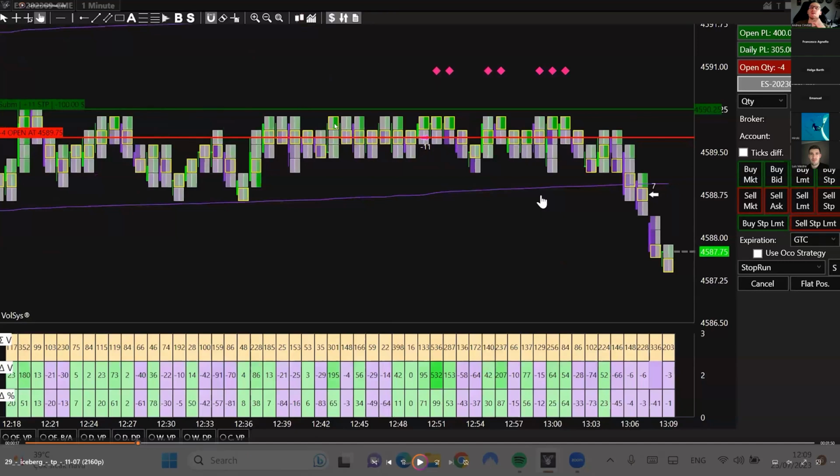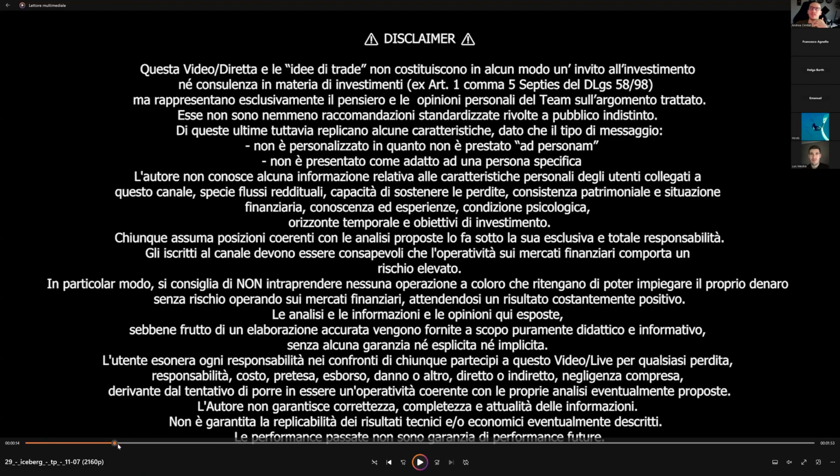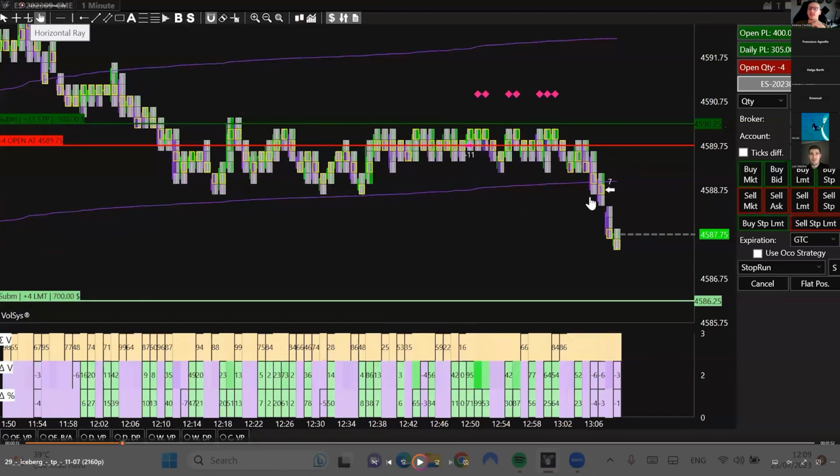You can see there's a very green cell here, and also here, green, green, green, green, green, green, green. And those parts of the footprint are highlighted in yellow, which is the point of control of the candle. So it's the place where the most volume was traded. And then I have my indicator, which is signaling me, hey, this might be an iceberg. And so I saw the iceberg. I probably didn't record it at the beginning.